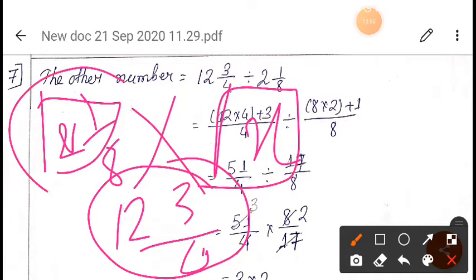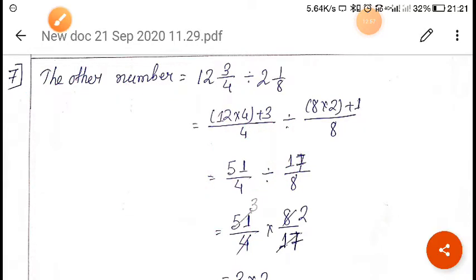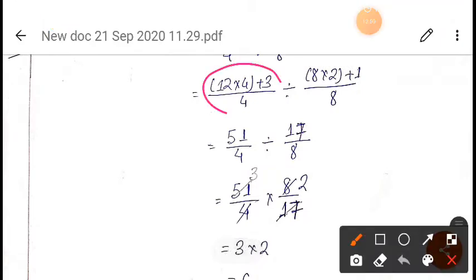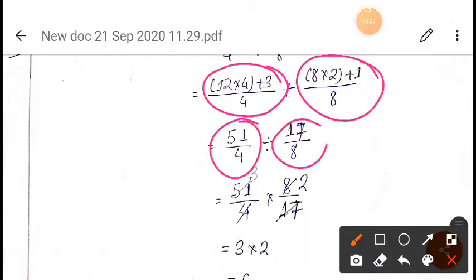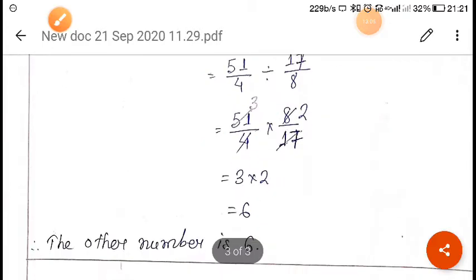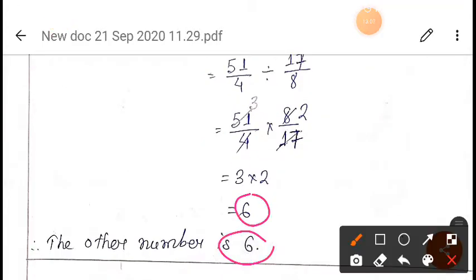So what we will do, we will divide this one with this. As you can see, it is done here, right? We have divided this with this and this. When you divide, you will get 6. So the other number is 6.